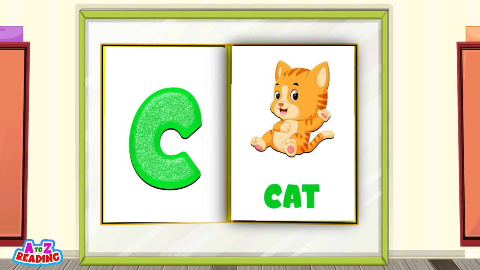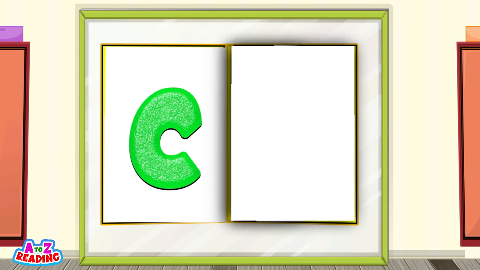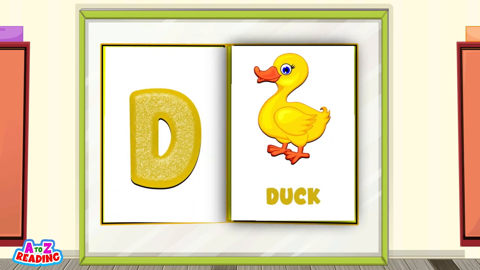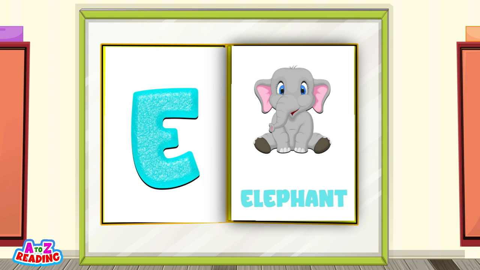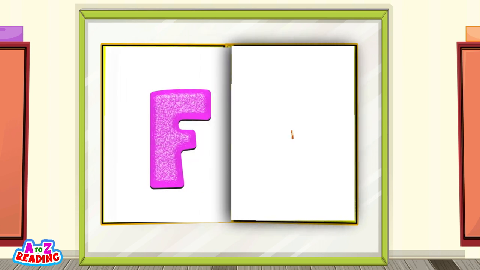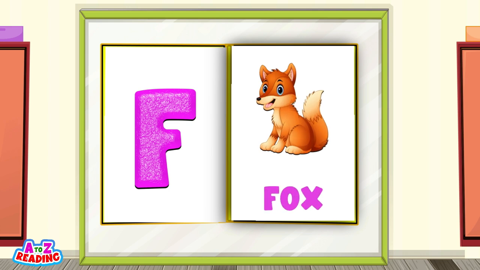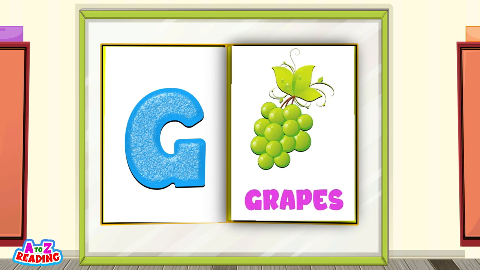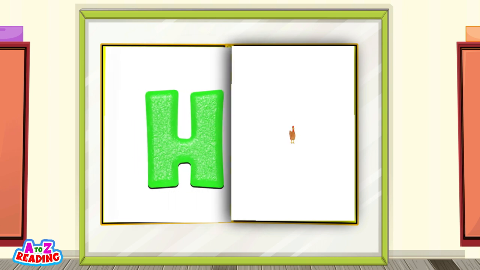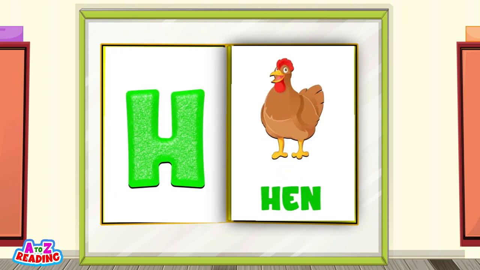C is for cat. D is for duck. E is for elephant. F is for fox. G is for grapes. H is for hen.